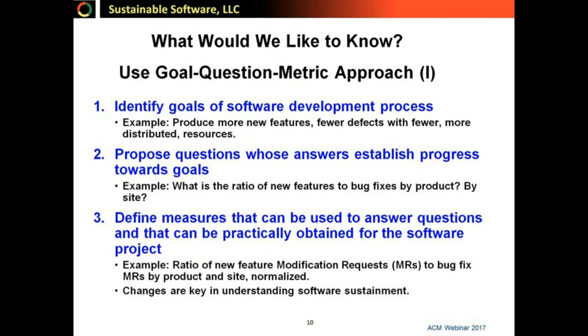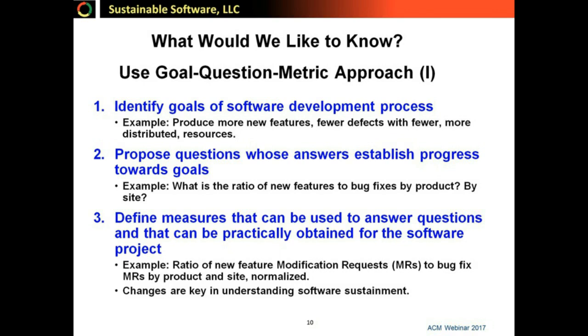All right, so what would we like to know? I mentioned the goal question metric approach. What the goal question metric approach does is it says first you identify goals of your software development process. For example, your goal might be to produce more new features with fewer defects, with fewer resources, and with resources that are more distributed.